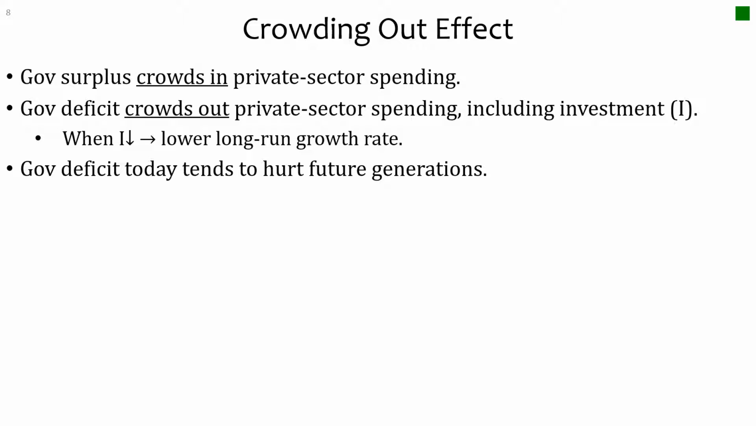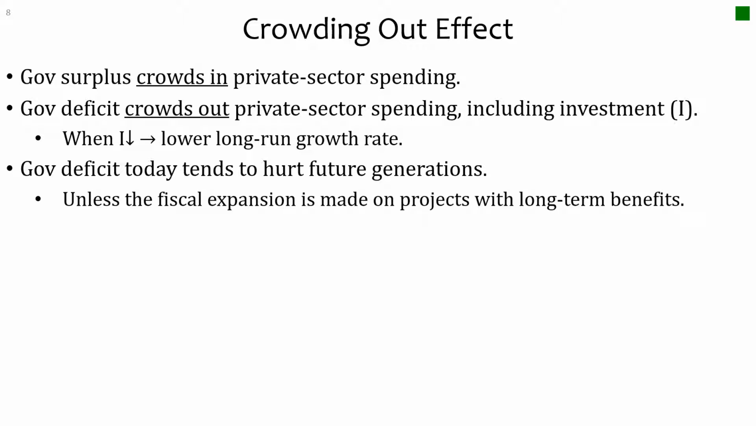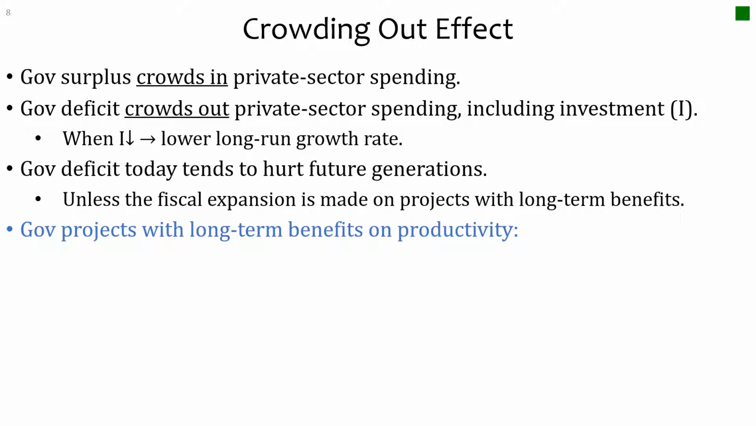Government deficit today tends to hurt future generations because of that idea of growth, because it's going to reduce our productive capacity, unless the fiscal expansion is made on projects with long-term benefits. So it really depends on what kind of project the government is spending on. If it's a short-term project, then that's not very smart. It's not very useful for future generations. If it's something with long-term benefits, then it could be.